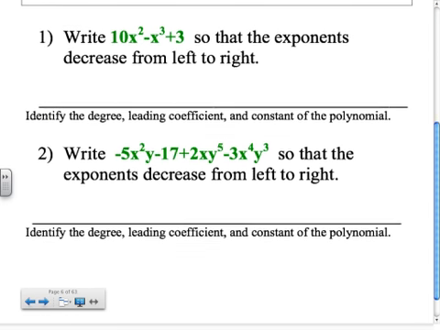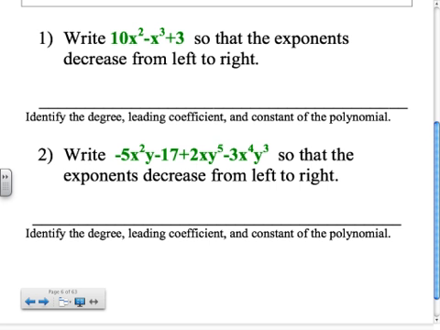So in this first example, it says write 10x squared minus x cubed plus 3 so that the exponents decrease from left to right. Very simple idea here. I have to rearrange. I think we all agree that the 3 is bigger than the 2, so I have to drag this whole term out in front. So out in front I have negative x cubed. This is positive, so it's plus 10x squared plus 3. That's all they wanted me to do, is rewrite it so that your exponents decrease from left to right. This next one says identify the degree, the leading coefficient, and the constant of the polynomial.